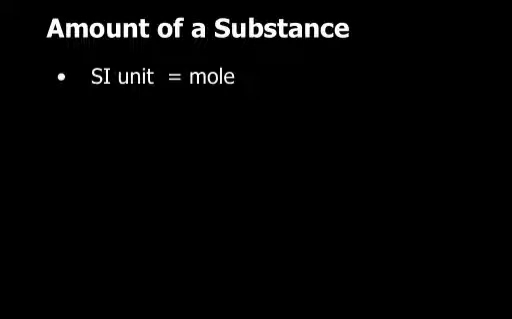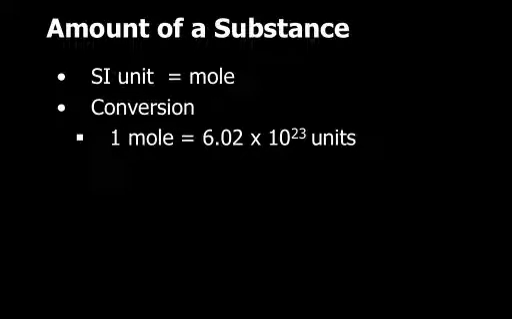Amount of a substance is kind of a different one. This is probably one you haven't heard of before, and we'll talk more about it later on. But the SI unit for the amount of a substance is a mole. 1 mole is equal to 6.02 times 10 to the 23rd of that substance. So, for example, if you have a mole of apples, you have 6.02 times 10 to the 23rd apples.